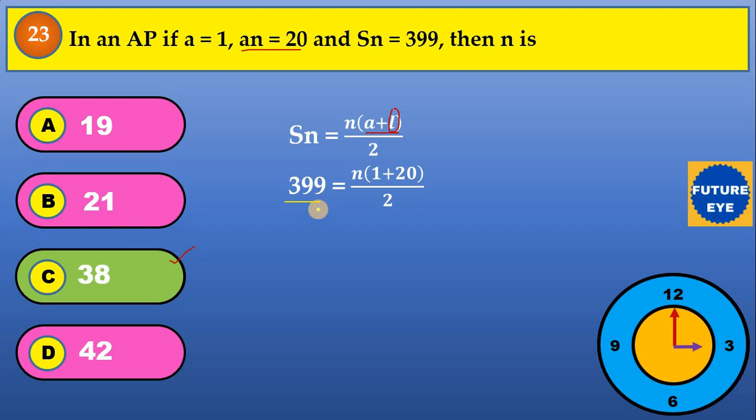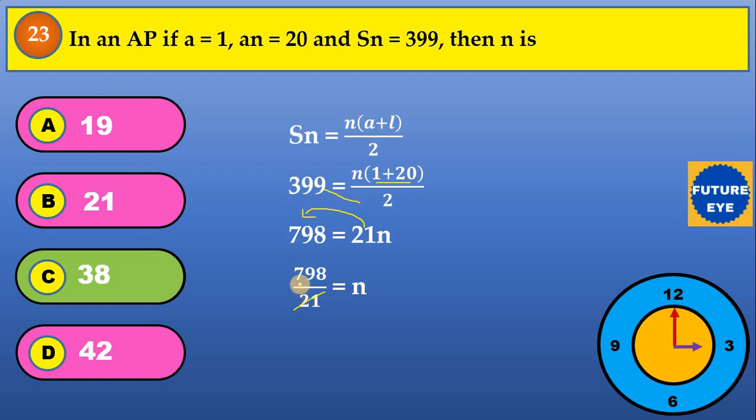See, the Sn value is 399. The n value we wanted to find, so let it be as it is. The a value is 1. L value is nothing but the an value, 20, and 2 write as it is. Let's do the cross multiplication. 399 into 2 is 798. The remaining things you write as it is. 1 plus 20 is 21 into n is 21n. Now transfer 21 to this side. We get 798 by 21.